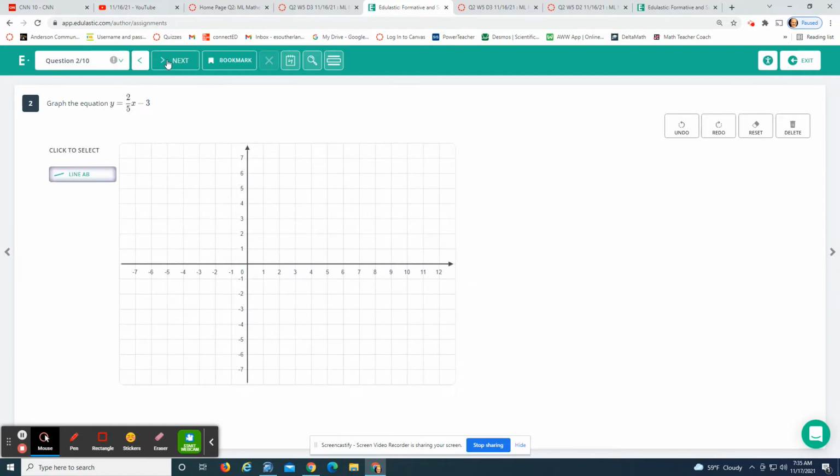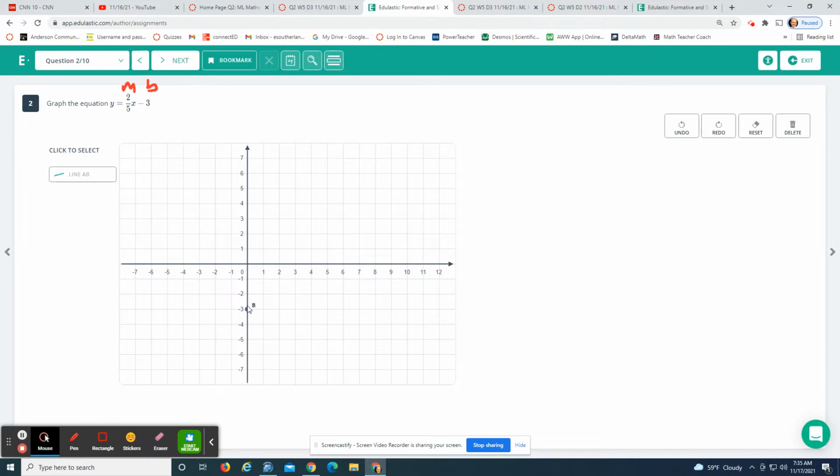Now, this is a graphing one. It says y equals 2/5 x minus 3. Remember that m is the 2/5, the minus 3 is the b. We always start with the b. The y-intercept is what you start with. So you're going to click on where it says line AB. You're going to start at minus 3. Well, minus 3 is right here on the y-intercept. Now you'll notice it's formed a line for you. You want to go back and click on that B.